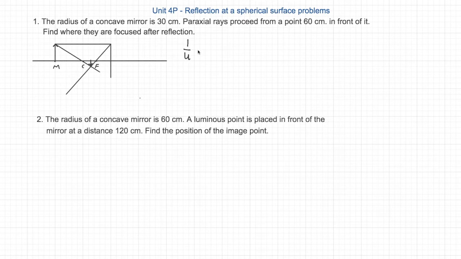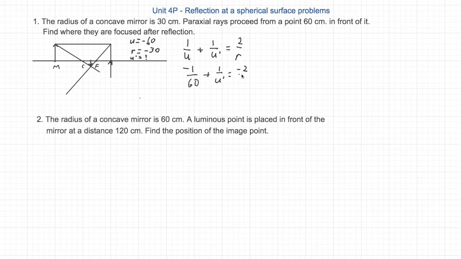Now let's plug into our mirror formula and see if we get an answer that more or less matches our diagram. So our object distance is AM, A being the vertex of the mirror. It's a negative direction, right to left. Negative 60. The radius is also negative. AC, right to left, negative 30.